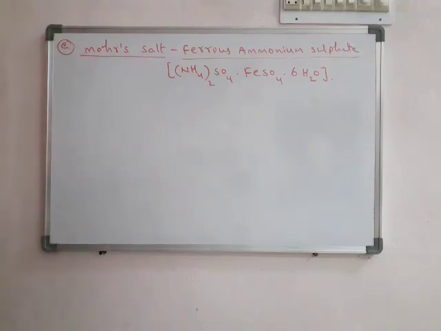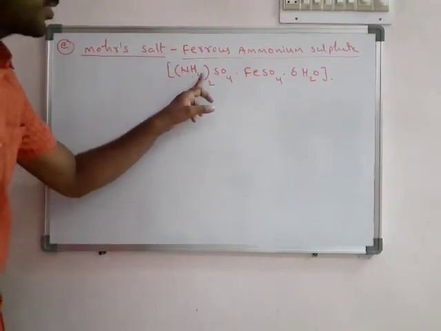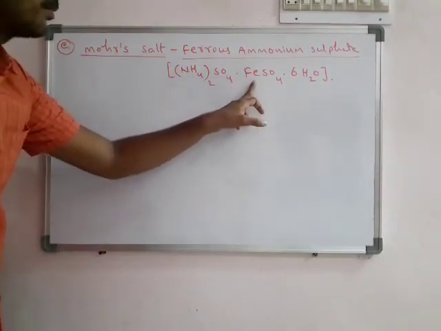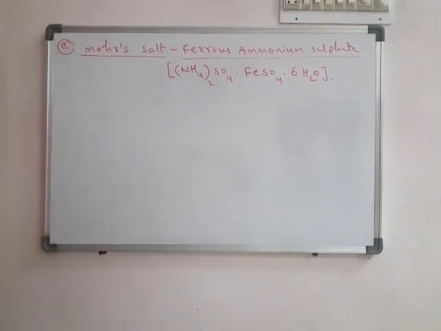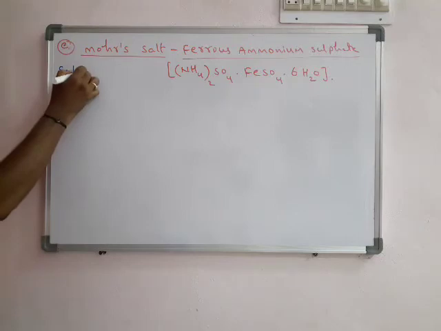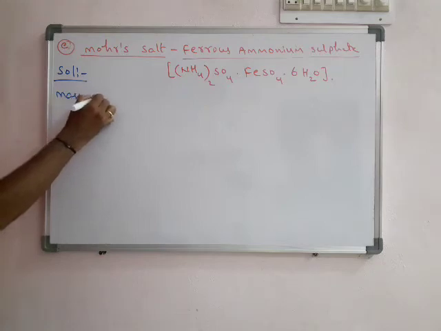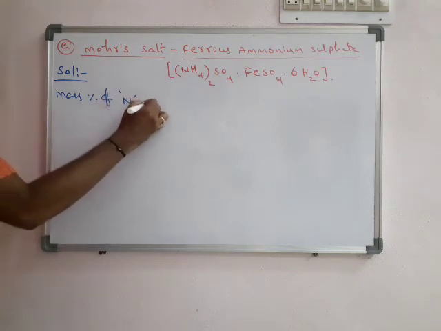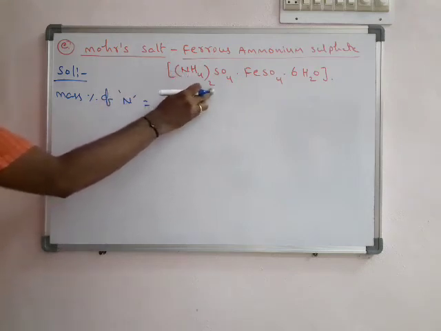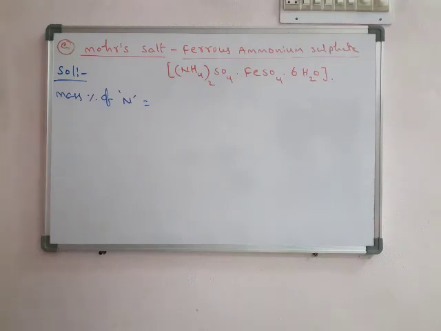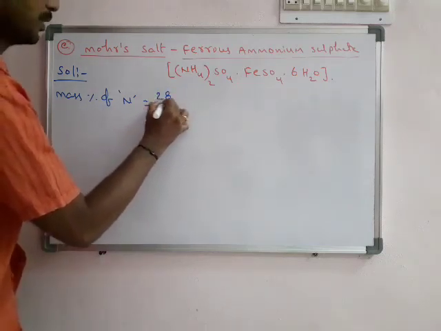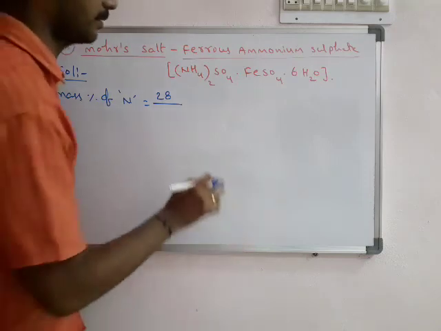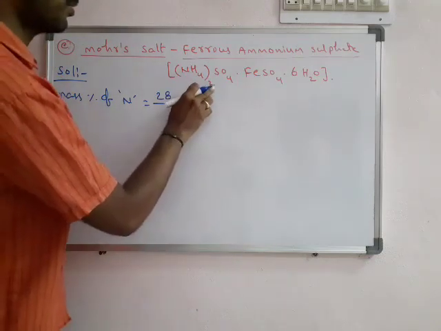Okay, we need to calculate. We have many elements present. How many? Nitrogen, hydrogen, sulfur, oxygen, iron. So we need to calculate the percentage of all elements. First, we calculate the mass percentage of nitrogen. So how many nitrogens are there? Only 2 nitrogens. Each nitrogen carries how much? 14. Okay, 2 nitrogen means 28 by molar mass. So what is the molar mass? That's the important one.